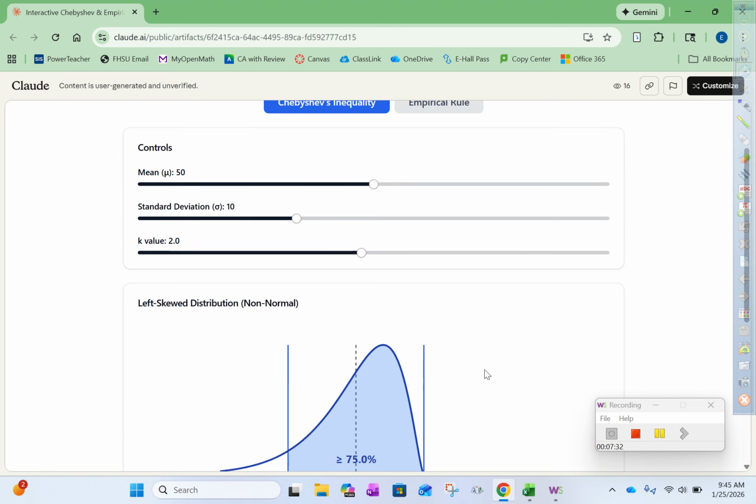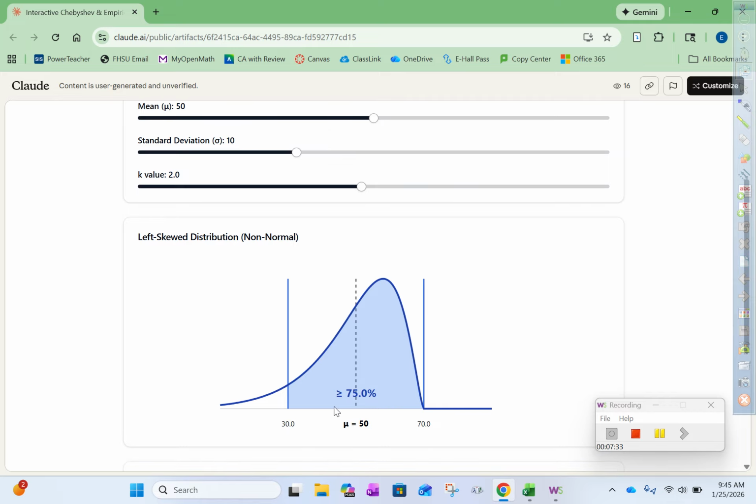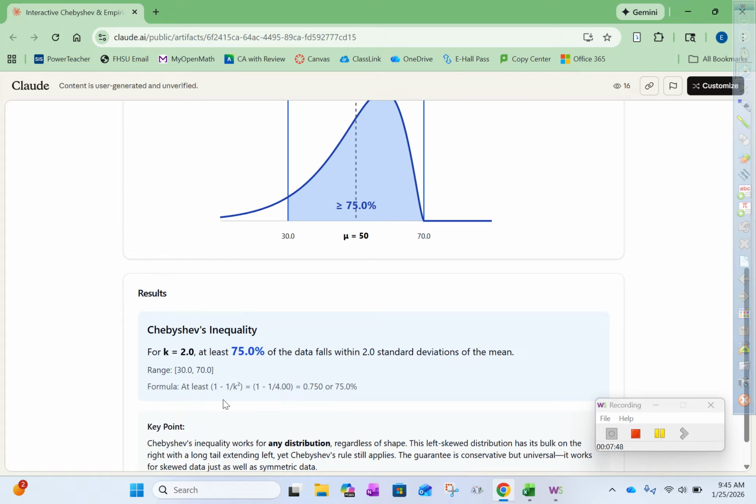So if you look down below here, we've got on the bottom, remember that mu symbol is the mean, and we've got a scale going on here, and then a percentage or proportion here. So what Chebyshev says is we can find how much falls within a certain interval using this formula, 1 minus 1 over k squared, where k is the number of standard deviations that we want to set our interval as.